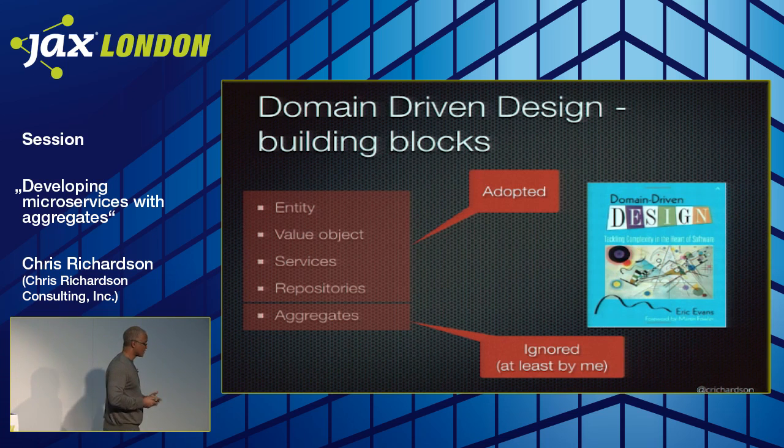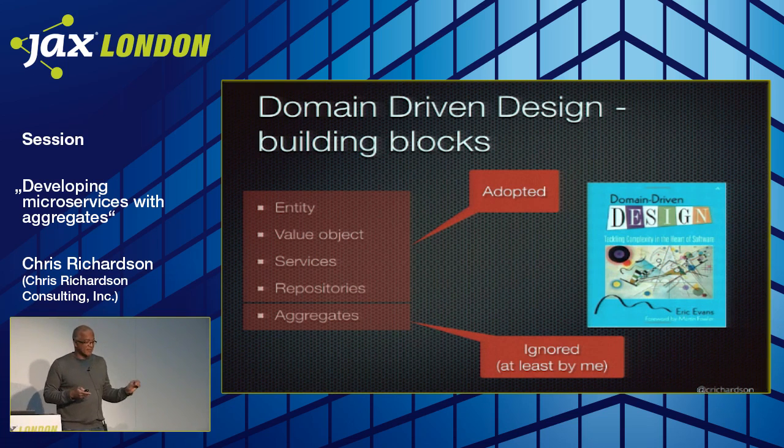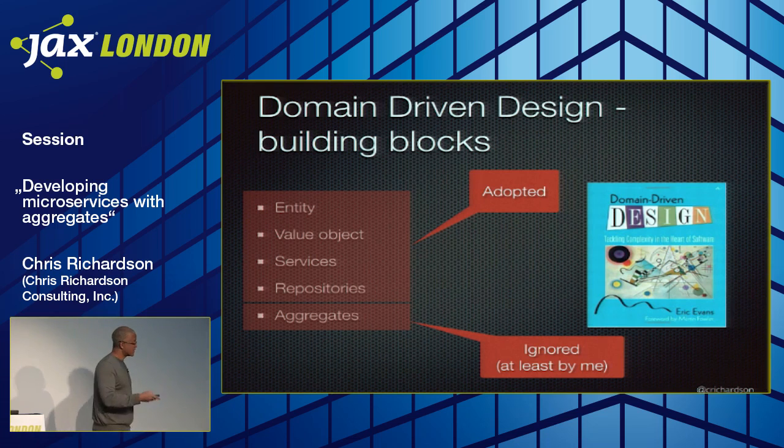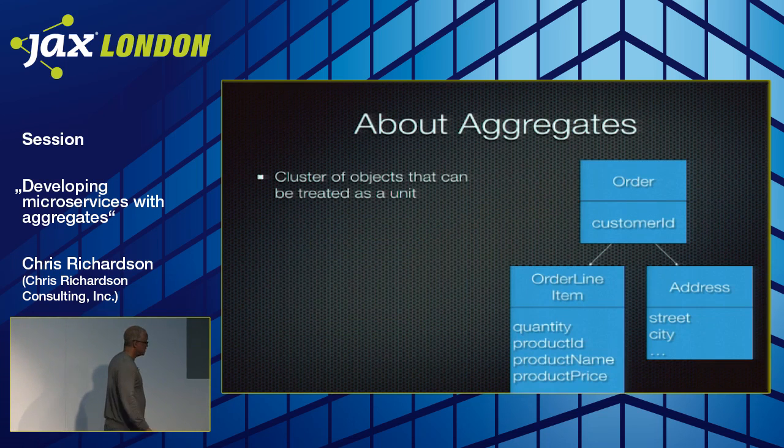I know that when I first read it, it was like, yeah, whatever. And I just skipped over it. But it turns out that the idea of an aggregate is absolutely essential when you're building business logic in the microservice architecture. So an aggregate is a cluster of objects that can be treated as a unit.